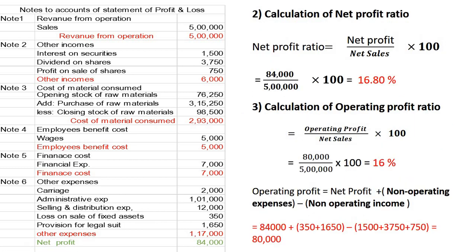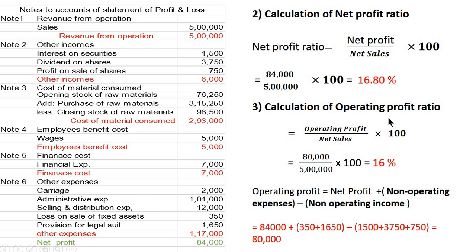See the another calculation of net profit ratio. The formula for calculating net profit ratio is net profit divided by net sales into 100. As net profit is given directly in this problem, 84,000 rupees and sales is also given 5 lakh rupees. 84,000 divided by 5 lakh rupees and multiplied with the 100. The answer of net profit ratio is 16.80%.